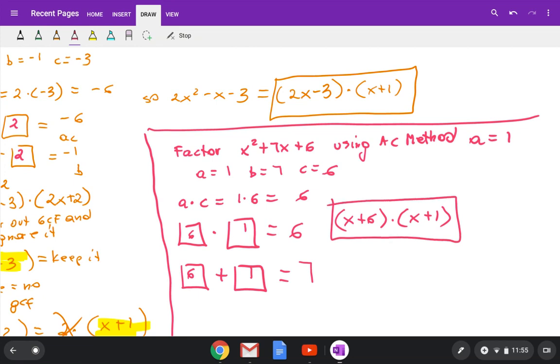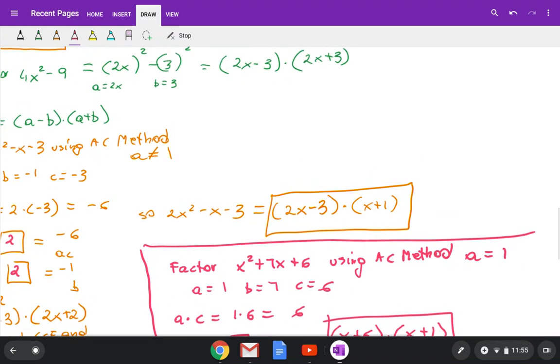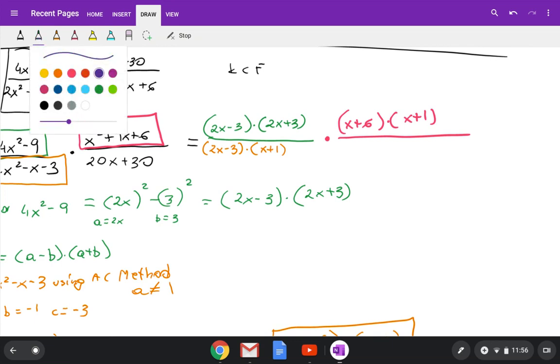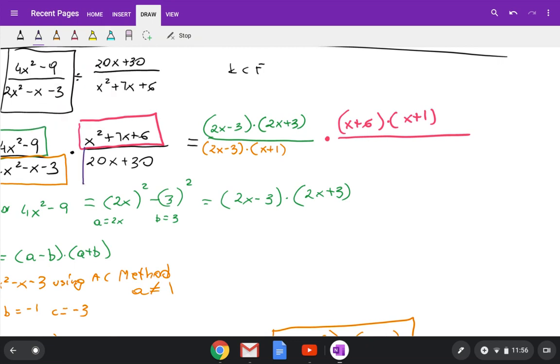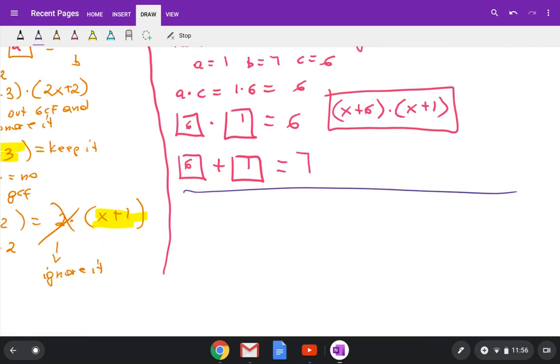So we're going to rewrite x squared plus 7x plus 6 as x plus 6, again, we are right here, times x plus 1. And last one, we're going to factor 20x plus 30.